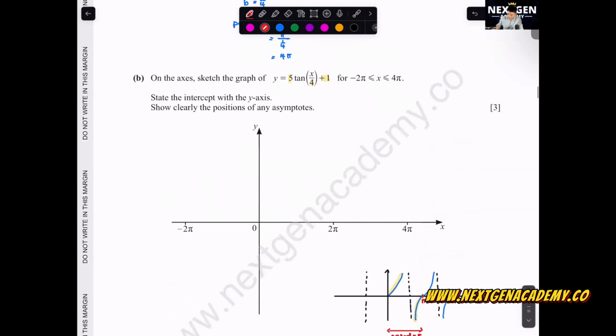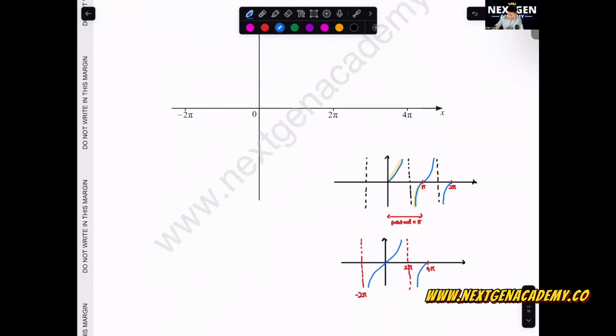So what we did here is y equals tangent x over 4. Got it? Everyone understand what we're doing here? Because the period is equal to 4 pi, therefore we draw it like this. You can write here also: ignore amplitude for tangent.